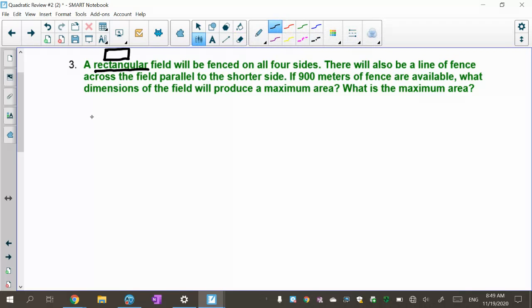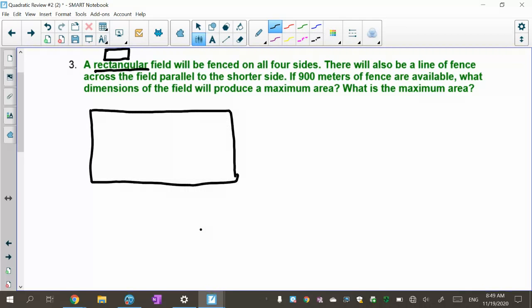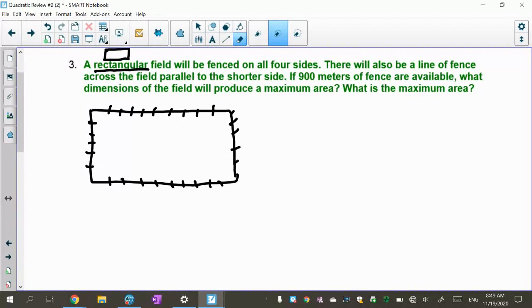All right, so now I've got a nice big rectangular field, and I'm going to fence it all the way around. So here's my fencing all the way around. That's what they said at first. Then it said we're going to do another line of fencing parallel to the shorter side. So this is my shorter side. So we're going to do another line of fencing parallel, right down in the middle. Not so pretty, but there we are. Okay. So here's my picture.